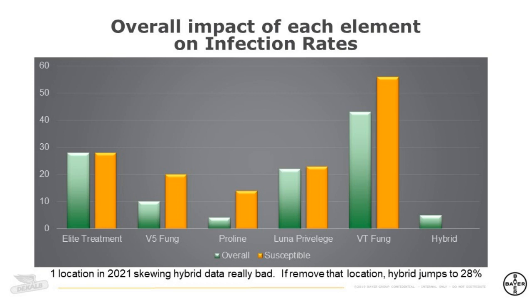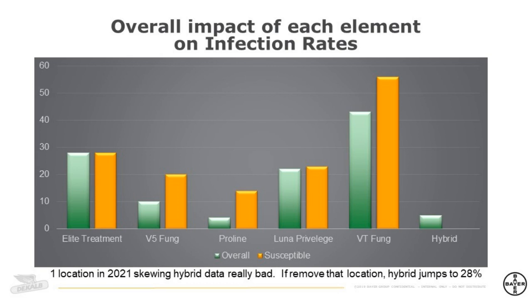So what I did here was the green is what we just looked at, but the orangish colored bars here are where I looked at just the impact of each individual treatment on the Susceptible hybrid. Because if you remember a while ago, I talked about each treatment having a bigger impact on the Susceptible hybrid. And here's what we see there. The V5 fungicide and the VT fungicide had a nice bump when looking at just a Susceptible hybrid.